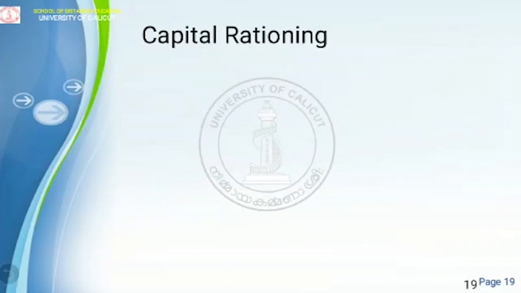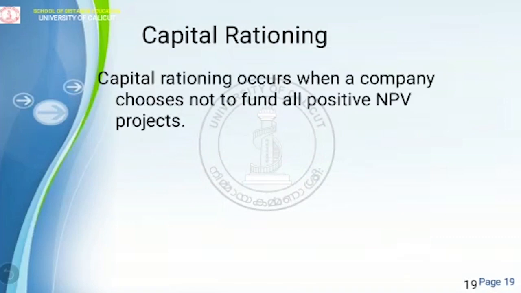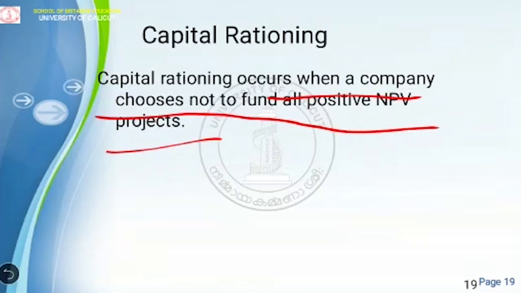Another technical term relating to capital budgeting is capital rationing. Capital rationing is a situation where the company has a lot of projects, but cannot invest in all of them. The company has two or more profitable projects, but they cannot invest in all projects. So it occurs when the company chooses not to fund all positive NPV projects. Positive NPV project means if we are considering 5 projects, and 4 of these are positive, we can select 4 projects, but we do not have enough funds to invest. So this situation is called capital rationing.